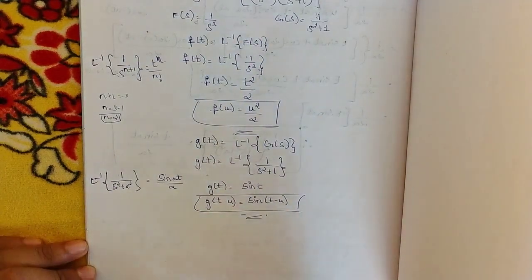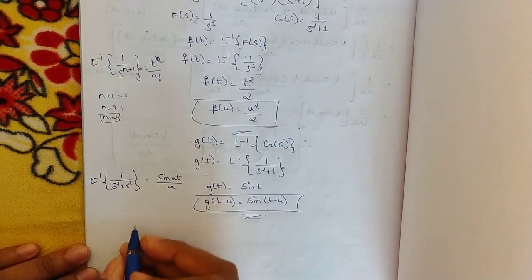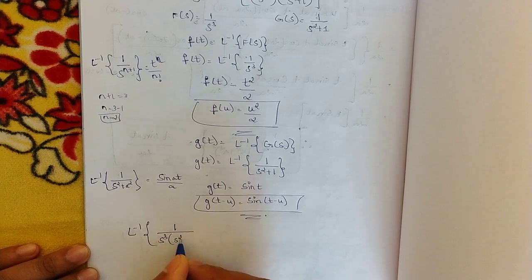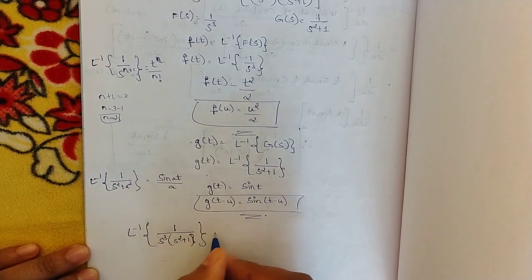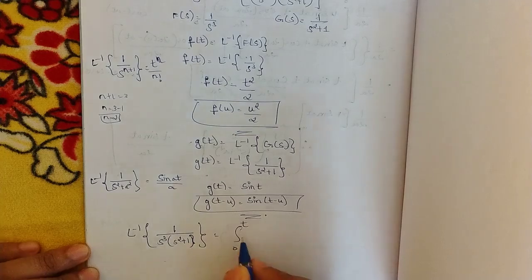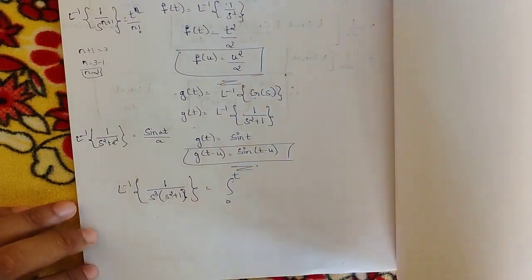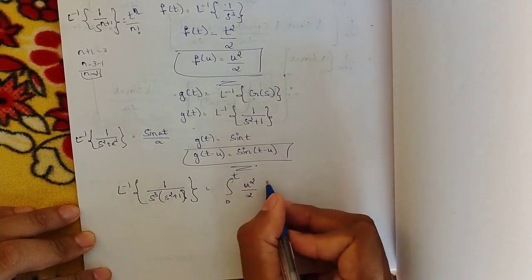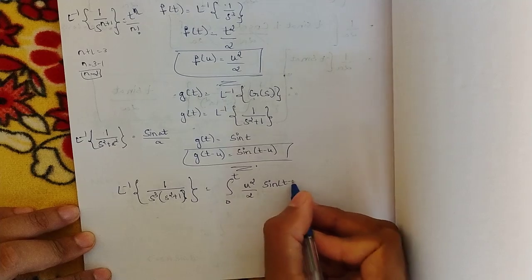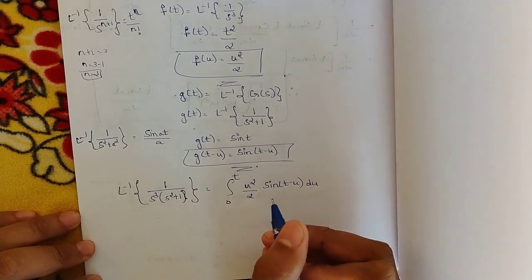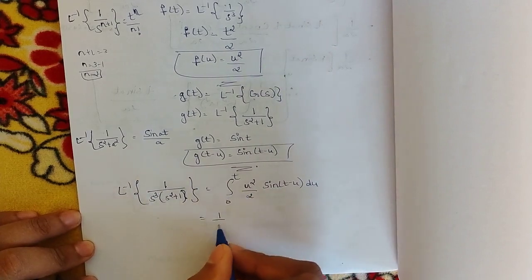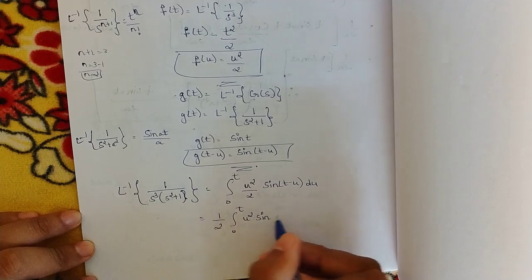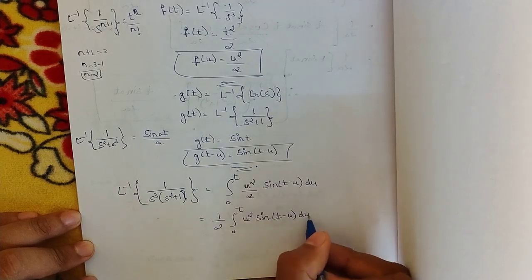Now, how would our integration look? L inverse of 1 by s cube into s square plus 1 is equal to the integration from 0 to t of F of u into G of t minus u du. F of u is u square by 2 and G of t minus u is sine of t minus u du. Now 1 by 2 we can take common outside, with the integration from 0 to t of u square sine of t minus u du.